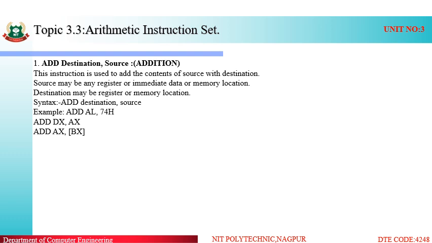Source may be any register or immediate data or memory location. Destination may be register or memory location. So the syntax of add instruction is add destination comma source. Example, add AL comma 74H. Now 74H means 2 hexadecimal digits, that means the number is 8 bit, the source is 8 bit, so the destination should also be 8 bit, therefore we have used the AL register, not the AX register. So 74H will be added to the contents of AL, and the result will be stored in the destination, that is AL.